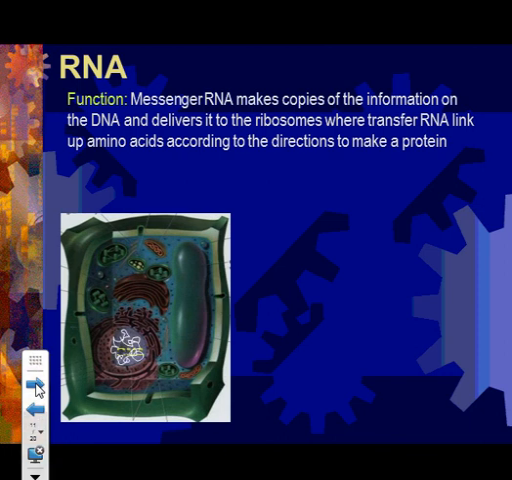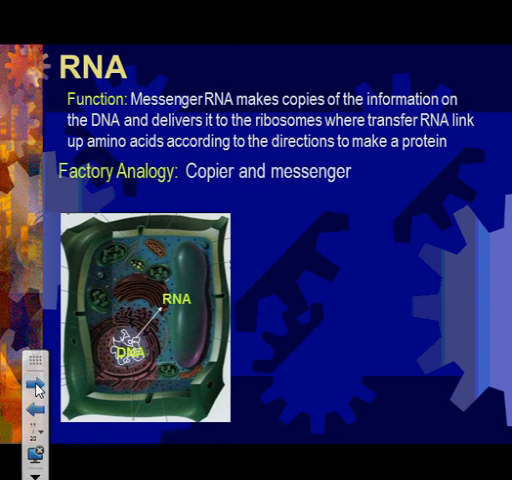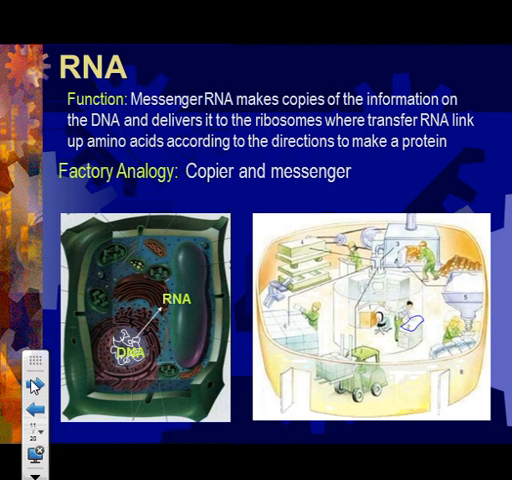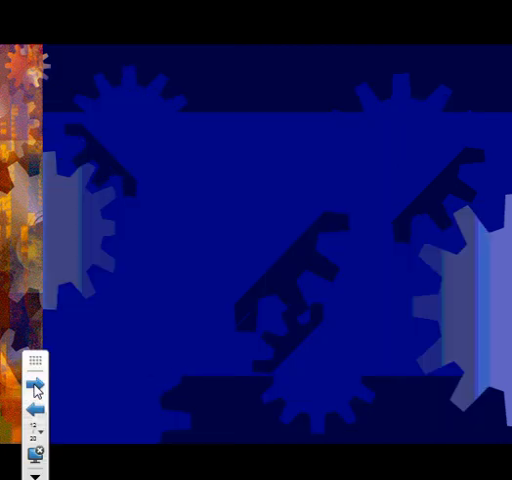So here we see DNA. The information has to come out into the cytoplasm, and it's going to be copied by messenger RNA. So in our factory analogy, it is like a copier and a messenger. The factory analogy would be like a copier messenger. And here we see the blueprint being brought up to the worker who needs it at the ribosome. That would be the function of RNA.